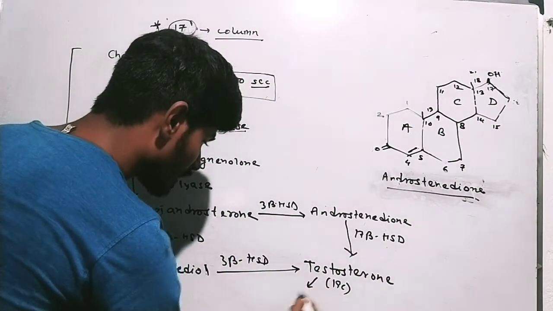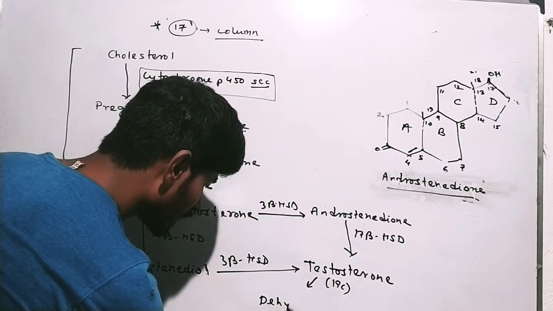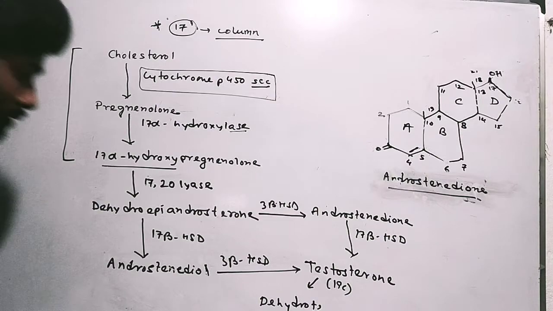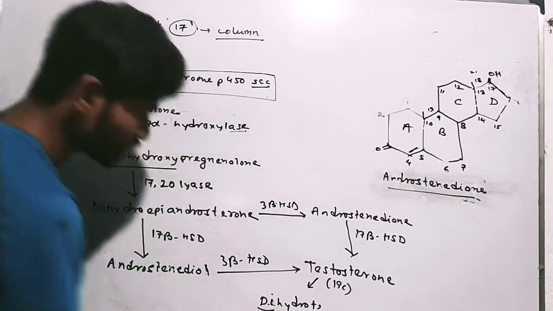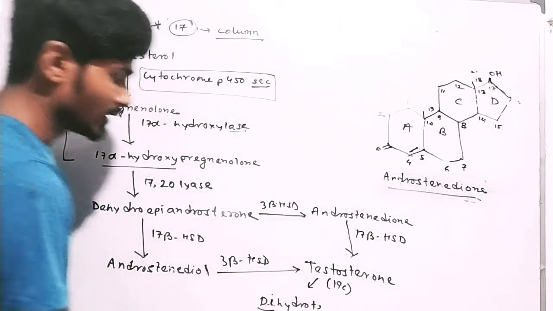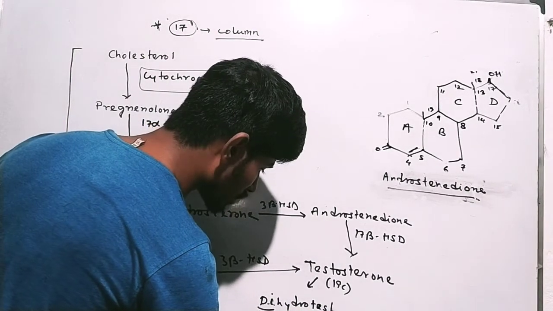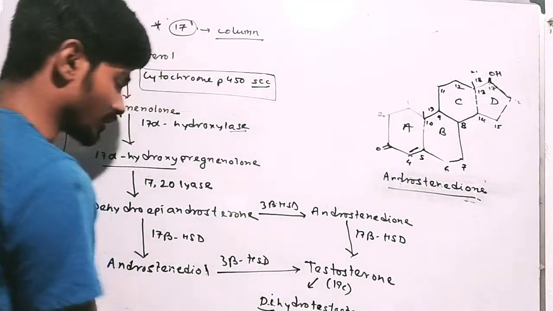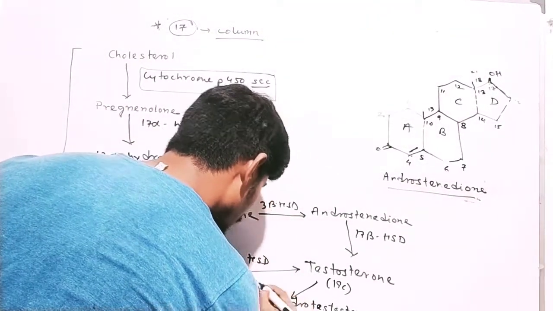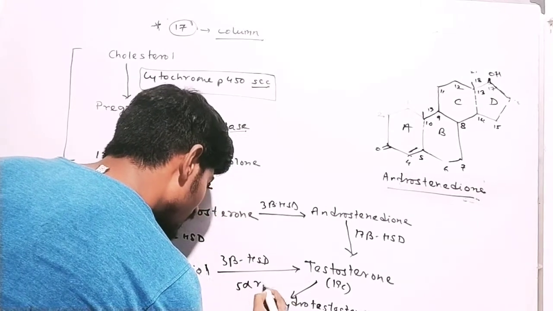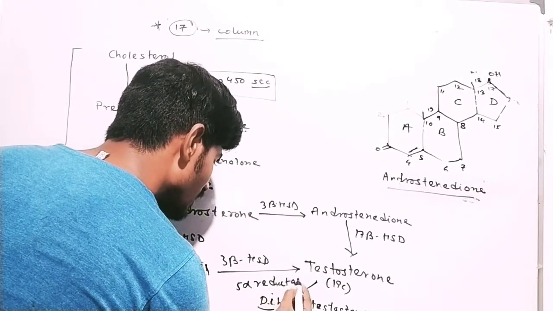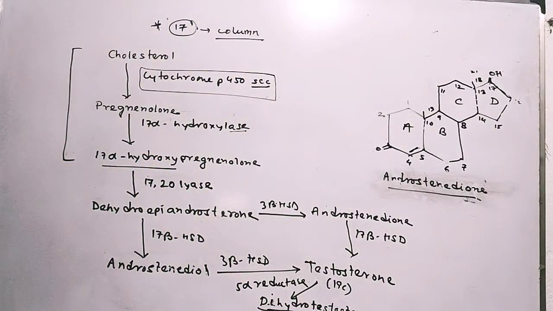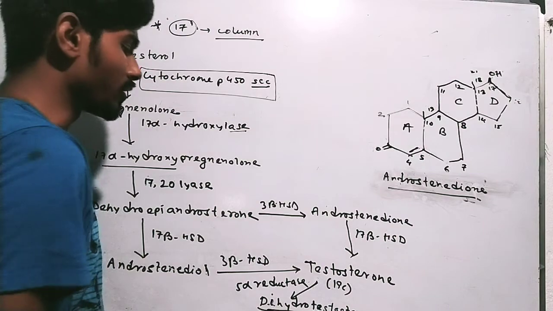After that this testosterone is converted to the dihydrotestosterone, actually it is dihydro, not D, dihydrotestosterone, by the action of the enzyme 5-alpha reductase. So let me write it like this: 5-alpha reductase. Okay, and this is actually more potent than testosterone, and its efficiency is more than testosterone.